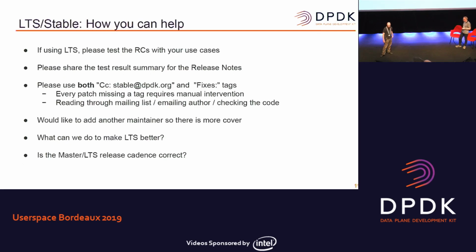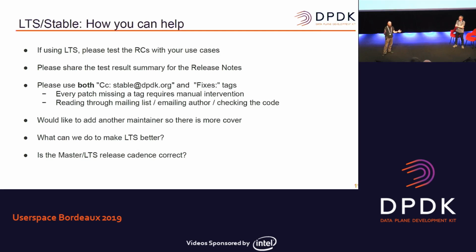So how can you help? Well, first of all, please test our RCs. We always send our announcement emails to dev.dpdk.org with the link to the code and the deadlines there. Please help us if you use DPDK, deploy DPDK, especially deploy the stable releases. Share the results with us on the mailing list, not just individually, but on the mailing list so that everybody can see them, and then we will add them to the release notes.